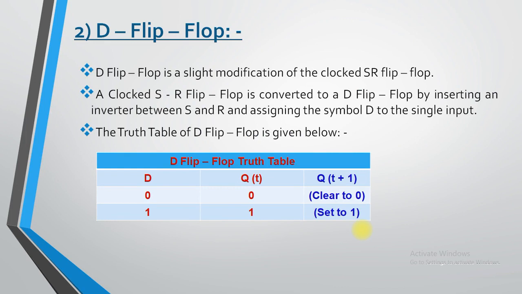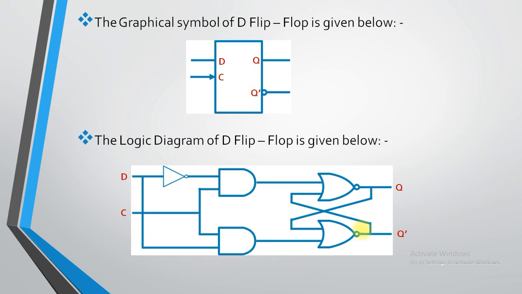With the SR flip-flop, there are four possible combinations. With the D flip-flop, we have one input variable, so there are two possibilities, either 0 or 1. So 0 means clear to 0 and 1 means set to 1. You can copy the logic diagram and graphical symbol of the SR flip-flop.